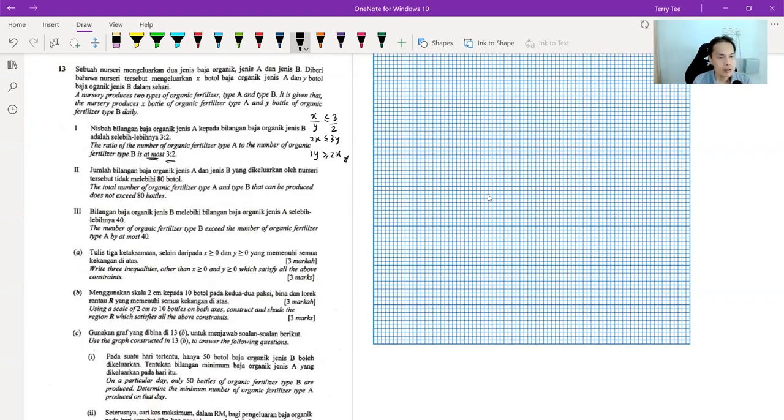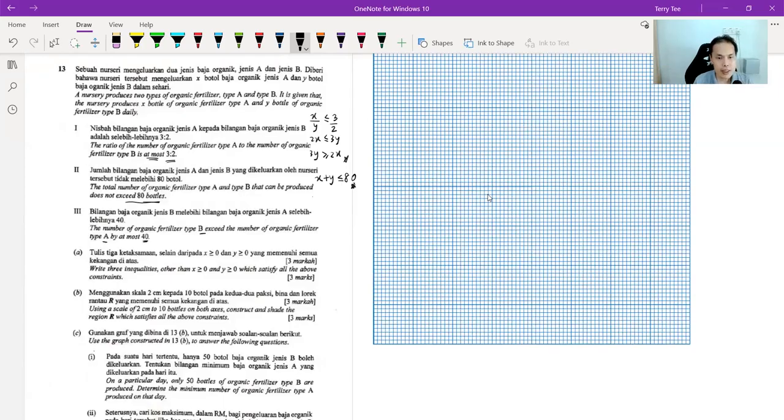Second one: the total number of organic fertilizer type A and B that can be produced does not exceed 80 bottles. So we say x plus y does not exceed, meaning less than or equal to 80. It doesn't go more than 80, so maximum is 80. Now, next one: the number of organic fertilizer B exceeds A by at most 40.